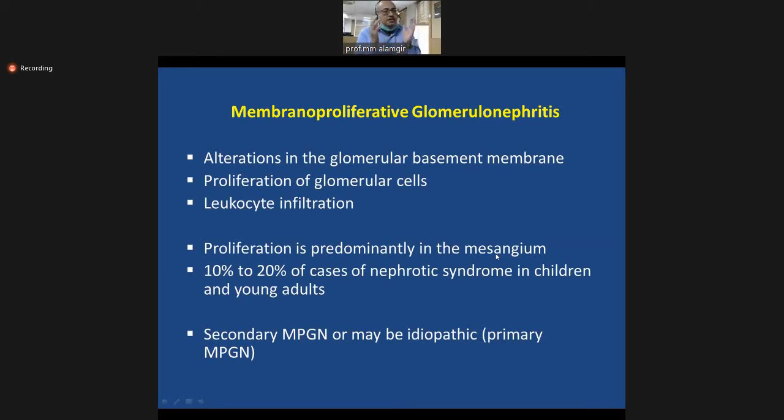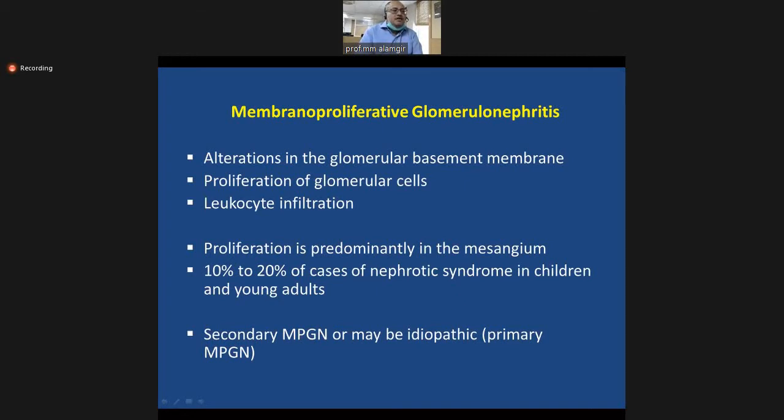So it's a smaller component which is occupied by membranoproliferative glomerulonephritis in adults and in children. Secondary MPGN or maybe idiopathic primary MPGN. So causes, it could be a secondary process or could be a primary idiopathic cause. So this is another category of primary glomerulopathy which may result in nephrotic syndrome.